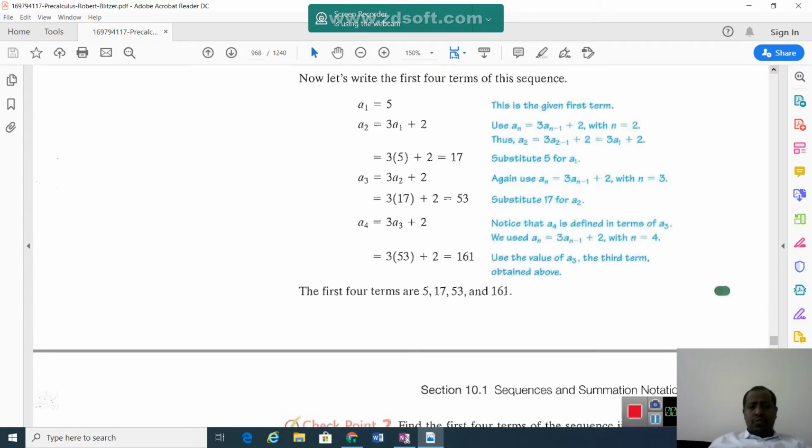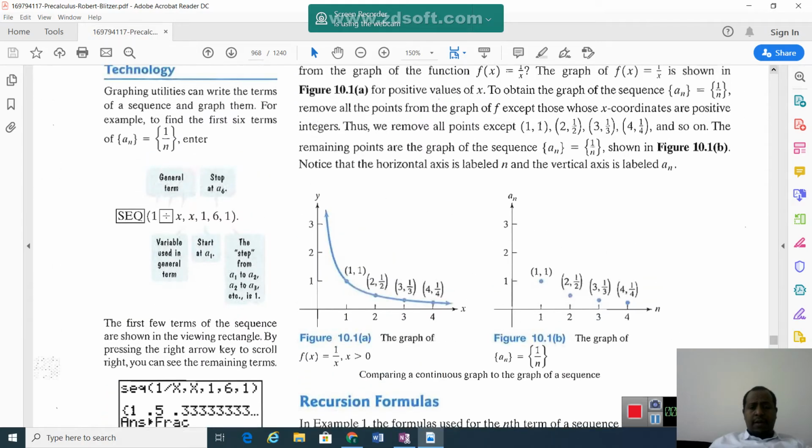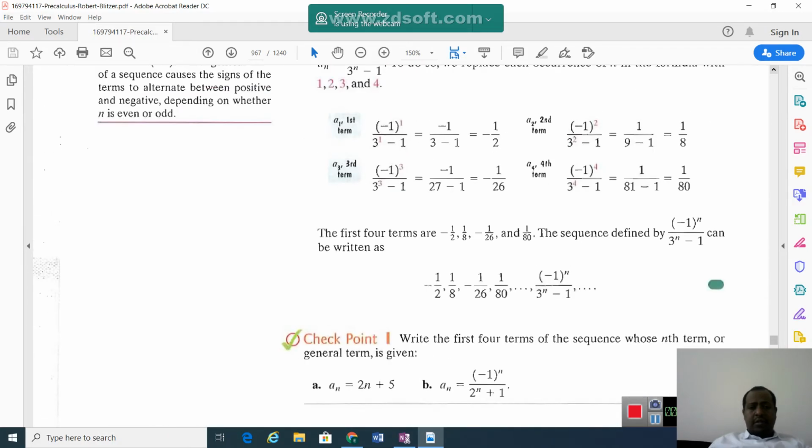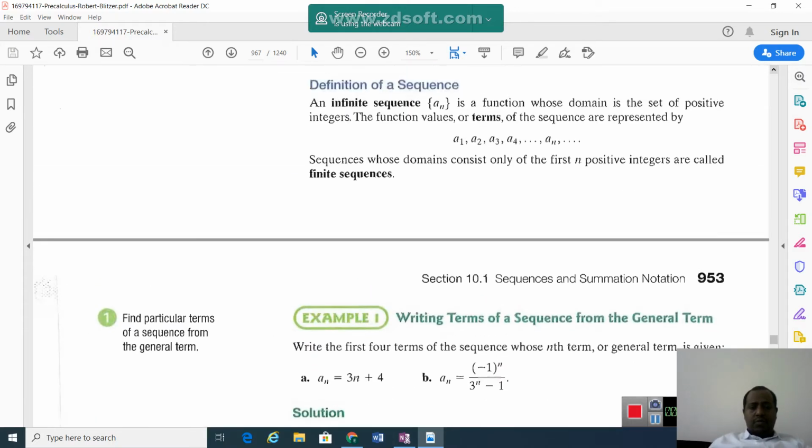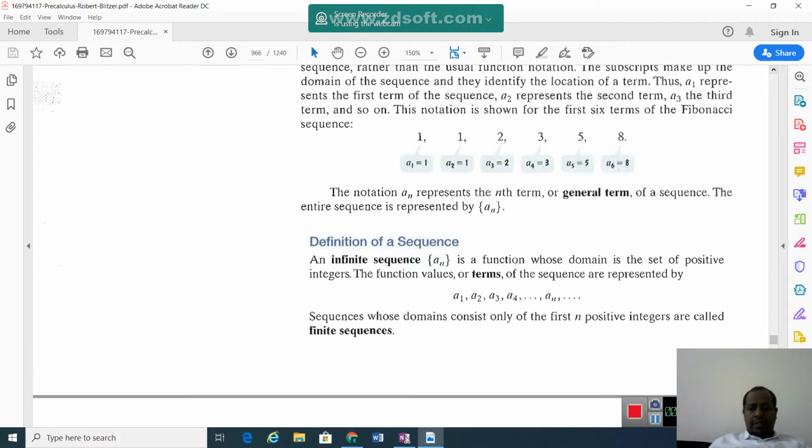But before that, I just want to say something about a sequence. I don't think that you are new to this term, sequence. You are familiar with it. But anyway, I just want to refresh your mind. Definition of a sequence: an infinite sequence, a sub n, is a function whose domain is a set of positive integers, and the function values or terms of the sequence are represented by a sub 1, a sub 2, a sub 3, a sub 4, and so forth.